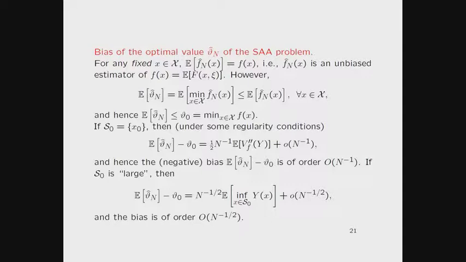In this case, the bias is of order 1 over n. It's of order 1 over n because here we assume that the true problem has a unique optimal solution. Typically, if the true problem has more than one optimal solution, the bias is of order 1 over square root of n, which is the same order as the standard deviation. This was also observed in practice, and it is one of the problems with the SA method applied to solving these problems.